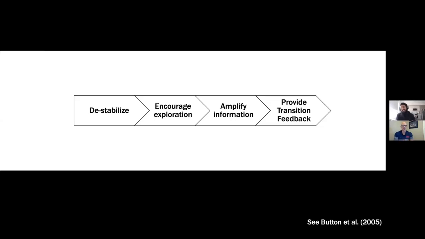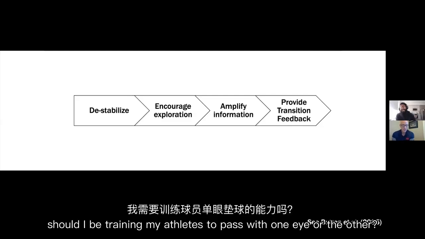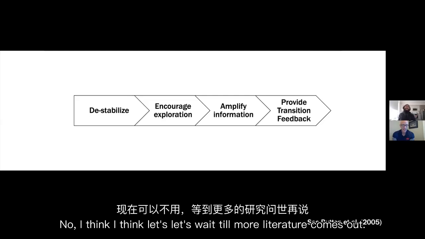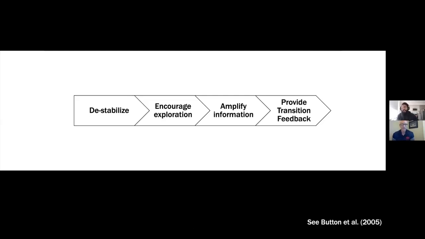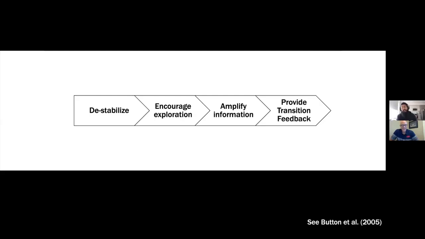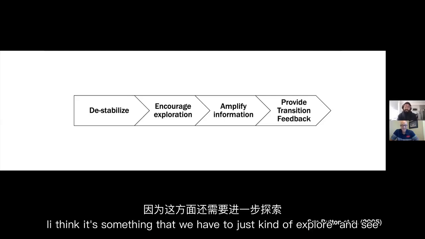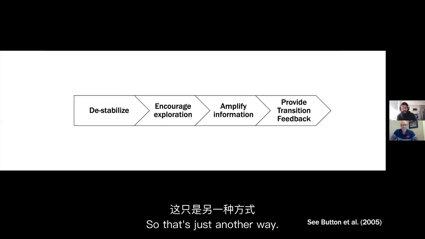Hold on. So dive into that. I know we're pressed for time here, but should I be training my athletes to pass with one eye or the other? No, I think let's wait till more literature comes out. I think it's encouraging evidence, I'll say that much, and it comes from neuroscience, which is really important. Yeah, I mean, if you were to do that, I don't know. I think it's something that we have to just kind of explore and see what's out there. So that's just another way.